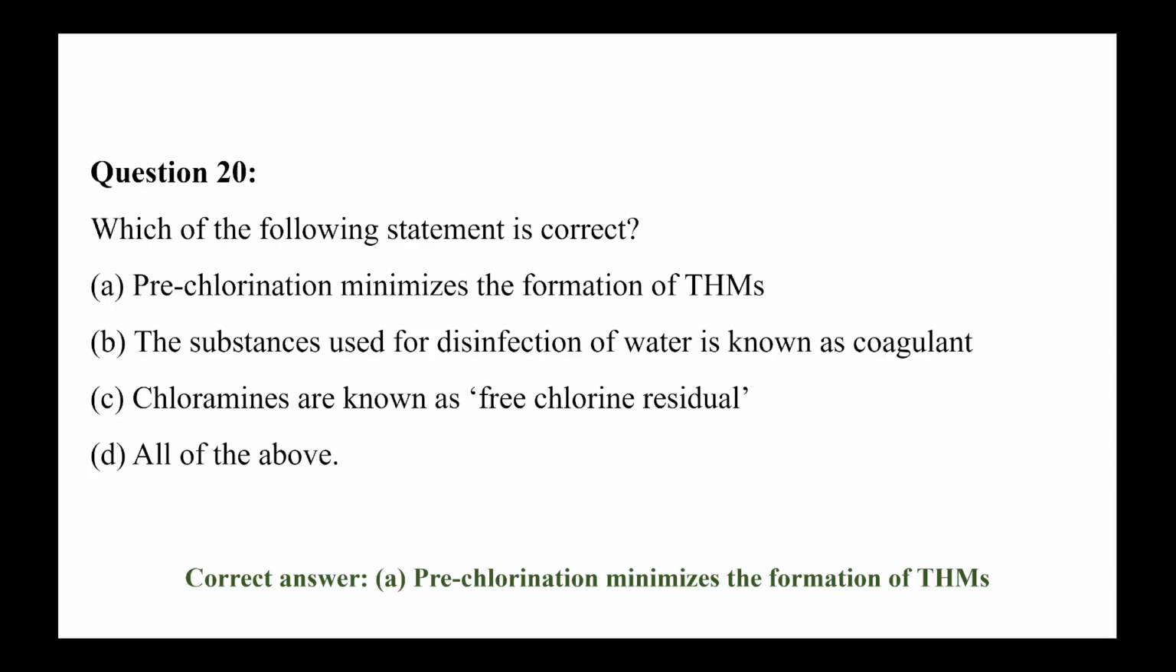Okay. The substances used for disinfection are called disinfectants. Chloramines are not the free chlorine residuals. Free chlorine residual, as I have explained, is the amount of chlorine that remains after chlorination and the removal of all the impurities. Chloramines are formed when chlorine reacts with amines, forming chloramines like NCl3 or NHCl2. Okay. So pre-chlorination minimizes the formation of THMs. That is the correct answer.